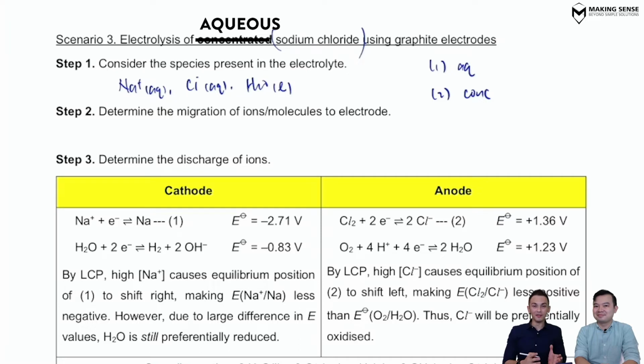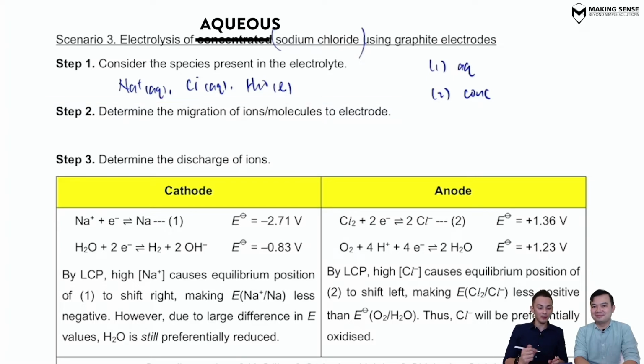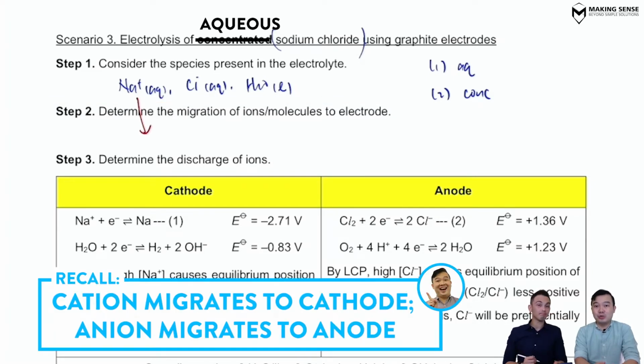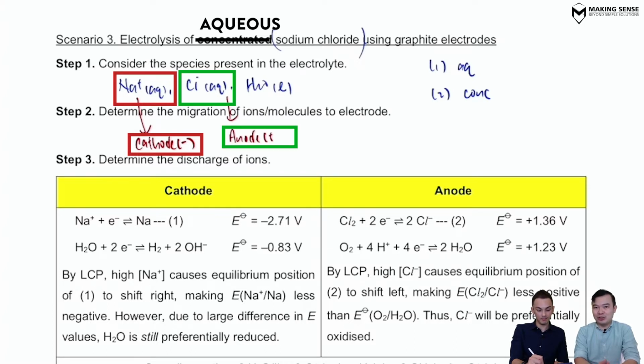After you have identified the species present, the next thing is to decide where they travel to. Just remember, opposite charges attract. Mr. Leong, if I'm a cation, where will I go to? Cations always migrate towards the cathode, which is negatively charged. Opposite charges attract. Similarly, your chloride ions, the anions, will migrate towards the anode, which is positively charged. Water is the solvent, so it's going to be everywhere, present at both the cathode and the anode.